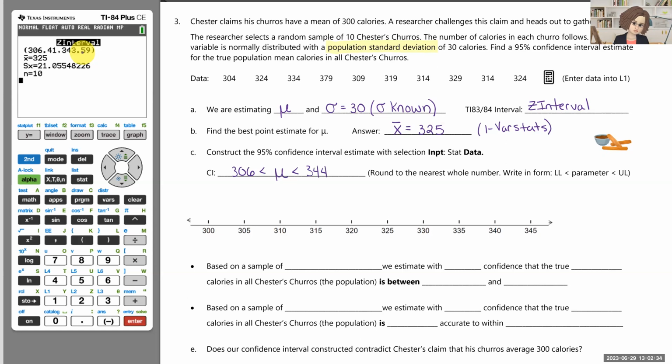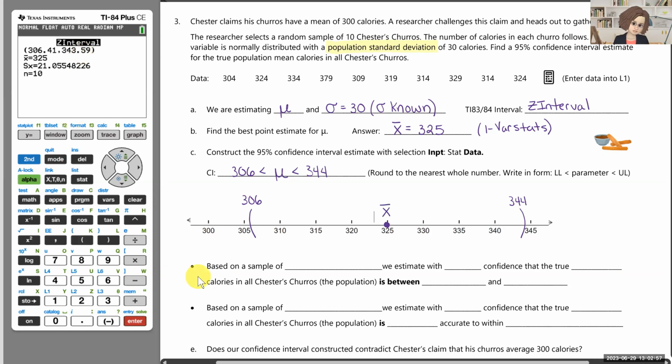I'm going to draw a sketch of that. So there's my lower limit, just approximate is fine, 306. My upper limit, 344. And then my point estimate, that single value, is at 325.